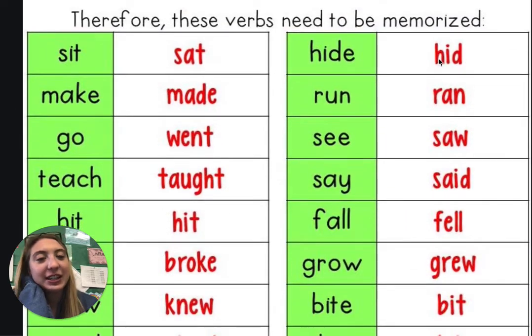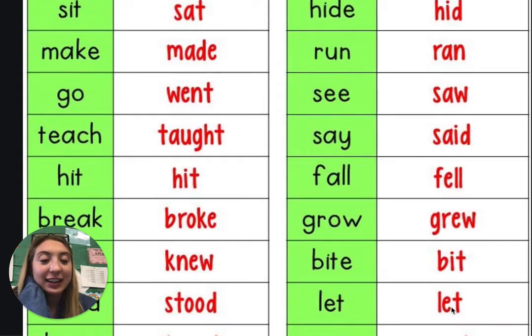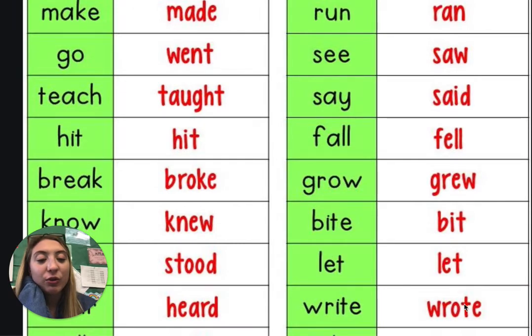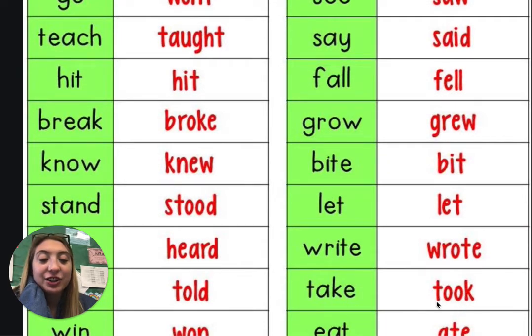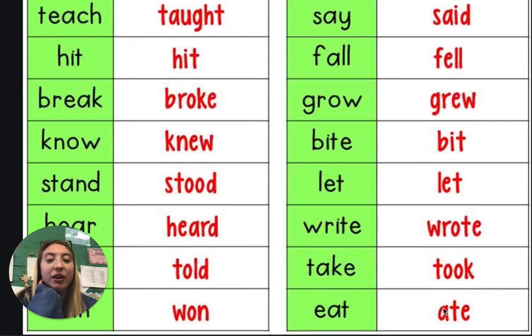So let's go to this side. Hide, hid. Run, ran. See, saw. Say, said. Fall, fell. Grow, grew. Bite, bit. Let, write, wrote. Take, took. Eat, ate. So those are going to be our present and past, and we'll go over more tomorrow. But so far today, we know that these are the present and these are the past tense.